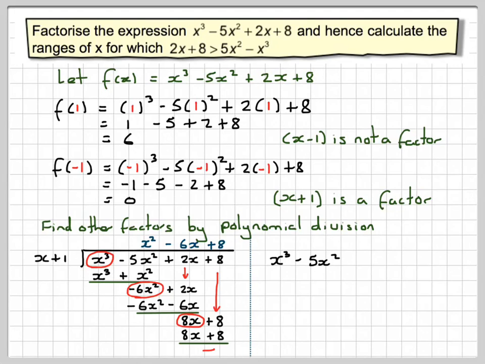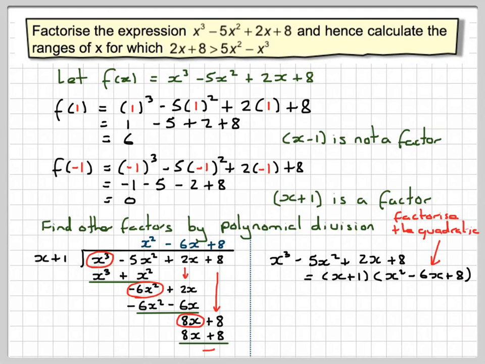And now we've got x cubed minus 5x squared plus 2x plus 8 is equal to x plus 1 times x squared minus 6x plus 8, that coming from here. This bit is a simple quadratic which can be factorised, so we end up with x plus 1, x minus 2, x minus 4 as the factors of this.